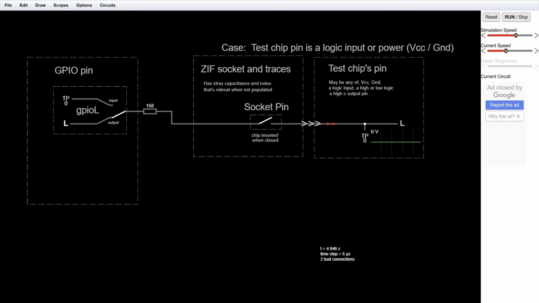So I've got a few simulations here that I hope give a better idea of what's actually going on. The first case is where the test chip's pin is an input or a power pin, so VCC or ground. For this test, we're going to want the GPIO pin to be an output. So we put the test chip into the socket, and then we set the GPIO out to either 0 or 1 to drive the input of the test chip as needed. We set it high if the input of the test chip is VCC or logic 1, and we set it low if it's ground or logic 0. So that's pretty straightforward.